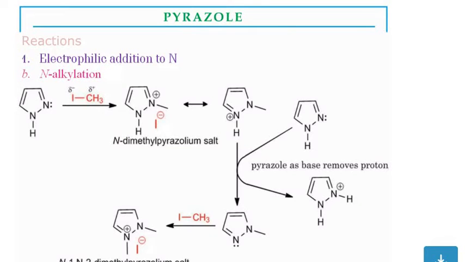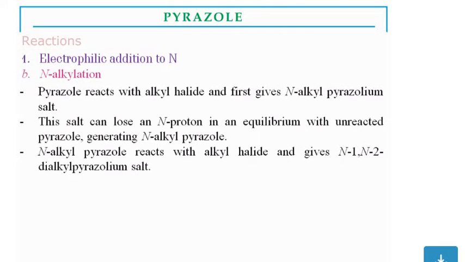Now, electrophilic substitution at nitrogen and alkylations. You can see the N-methyl, dimethyl pyrazolium salt. Pyrazole acts as a base, removing protons, and then you will get the salt. Now, electrophilic substitution to nitrogen in alkylation.